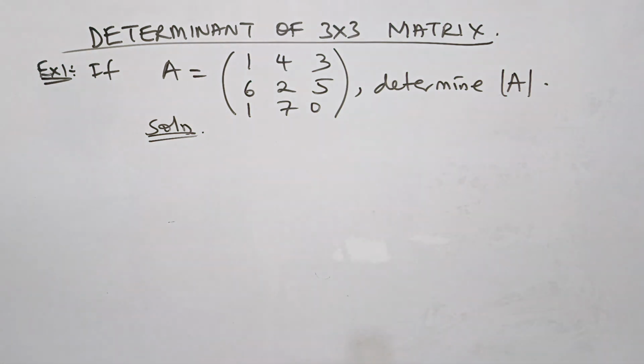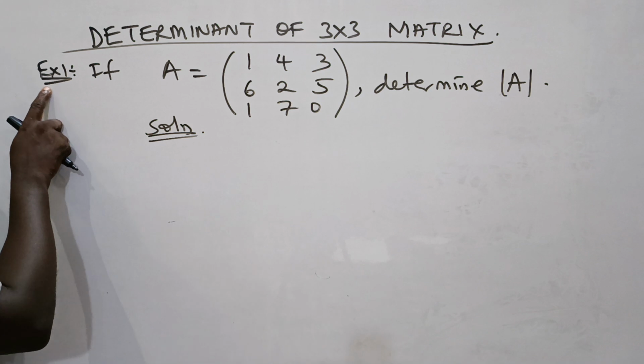Today, we want to look at how to find the determinant of a 3 by 3 matrix. Of course, finding the determinant of a 2 by 2 matrix is very simple: the product of the leading diagonal minus the product of the other diagonal. So when we have a 3 by 3 matrix, how do we find the determinant?